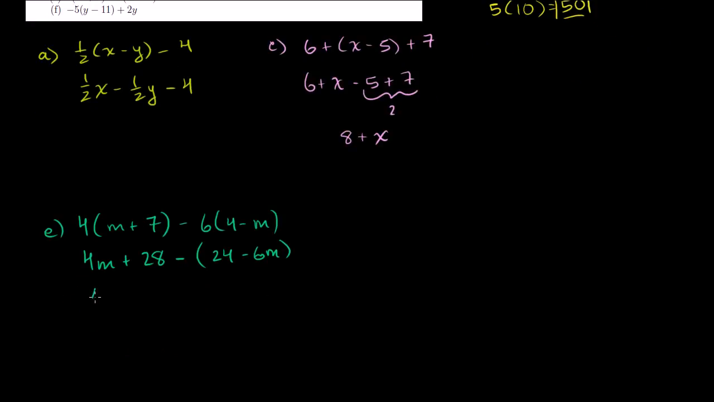And so this is going to be 4m plus 28. And then you distribute the negative sign. You could view this as a negative 1 times all of this. So negative 1 times 24 is minus 24. Negative 1 times minus 6m is plus 6m. Now you add the m terms. 4m plus 6m is 10m. And then add the constant terms. 28 minus 24, that is equal to plus 4.